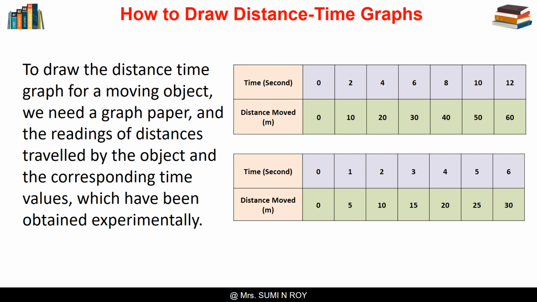To draw the distance time graph for a moving object, we need a graph paper and the reading of distance travelled by the object and the corresponding time values which have been obtained experimentally. As you can see in the given figure, the readings of time are taken in seconds and distance in meters.